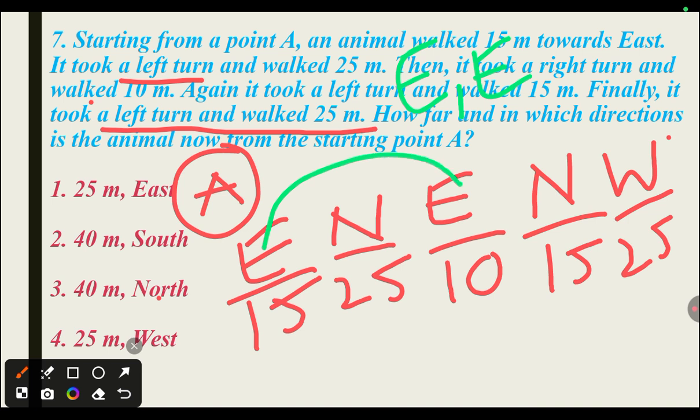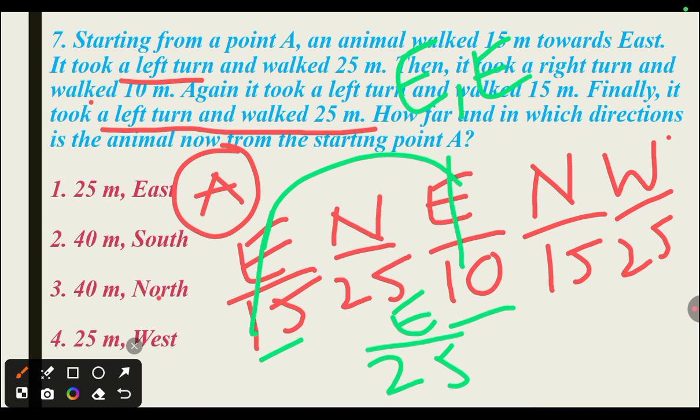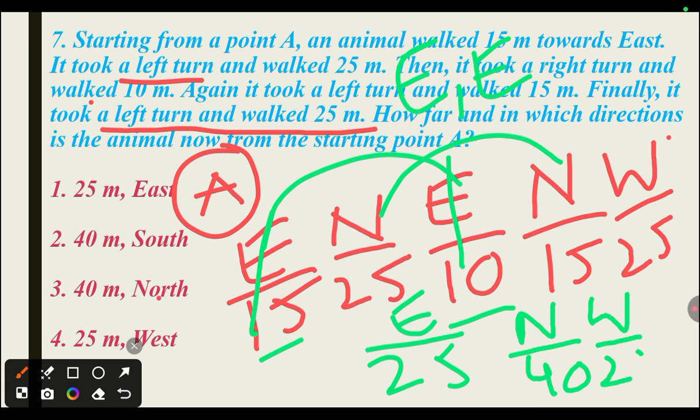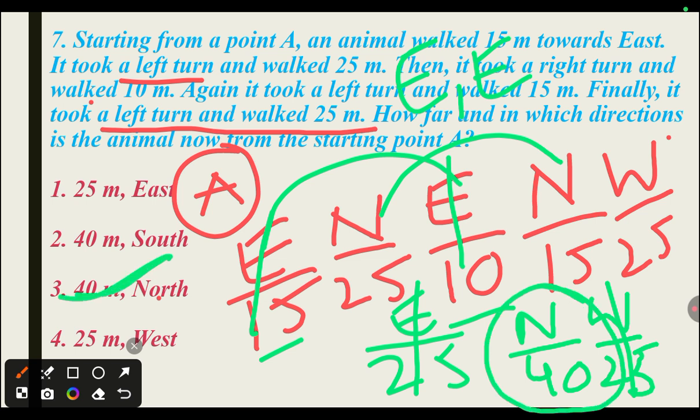I'm adding east plus east, 15 plus 10, I'll get 25. So in the second step, I got east by 25. This I'll remove now to avoid confusion. Next, north plus north, 25 plus 15, I'm getting 40. Next, this west by 25, I'm writing as it is. As I told you previously, east and west will get cancelled because they are opposite directions, and my final answer would be the leftover, that is 40 meters towards north.